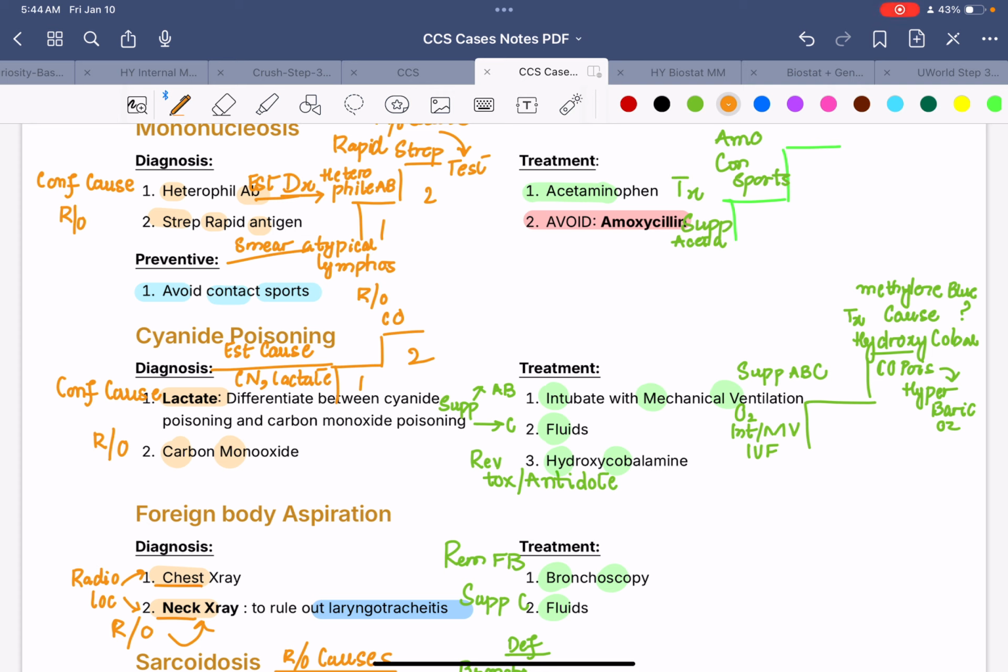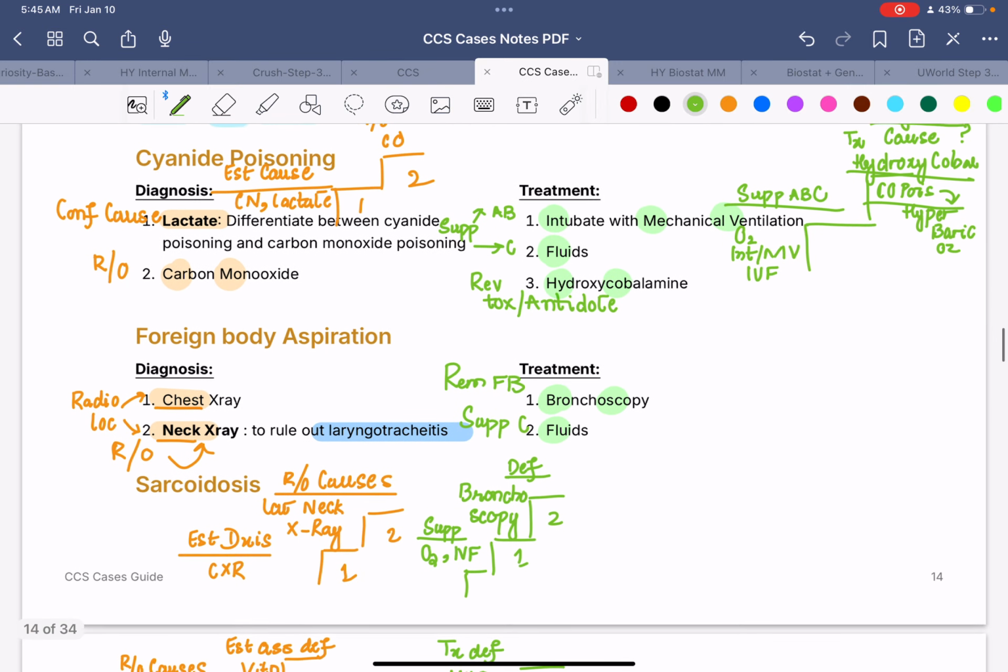Then for the treatment, if it's specifically cyanide poisoning, again the general supportive treatment with oxygen, intubate, mechanical ventilate, and IV fluids. And then the specific treatment would be with hydroxocobalamin or methylene blue, which is basically going to reverse the cyanide poisoning. And if the patient is actually having carbon monoxide poisoning, then we can give him hyperbaric oxygen.